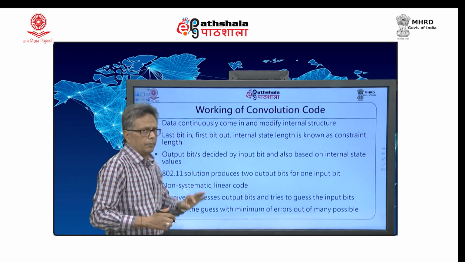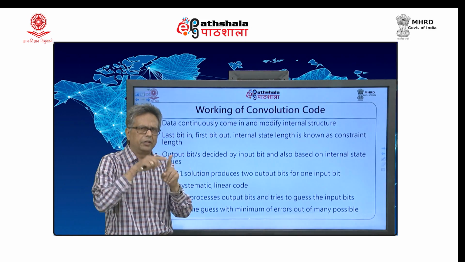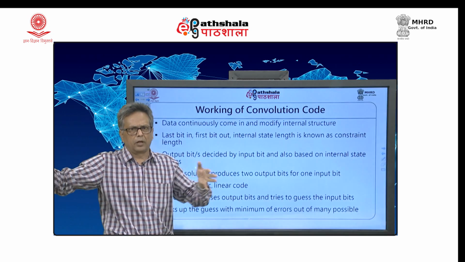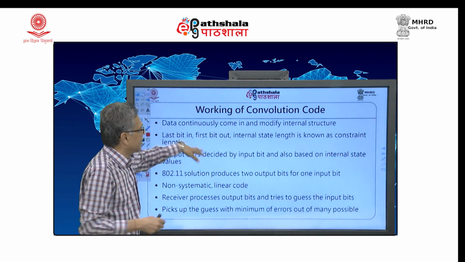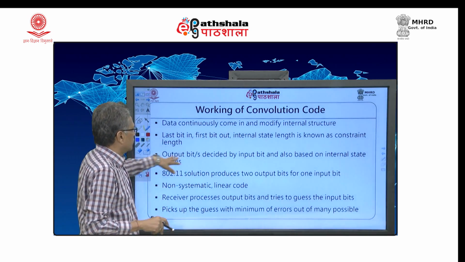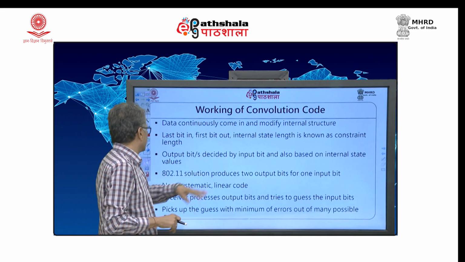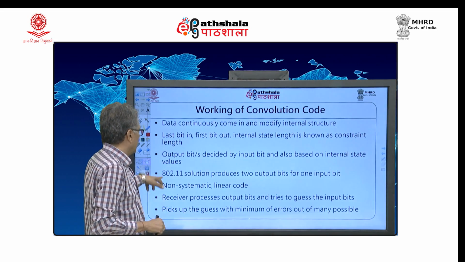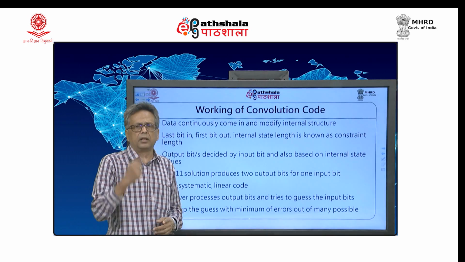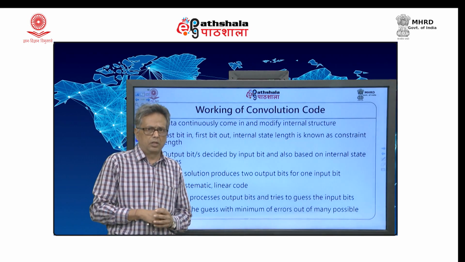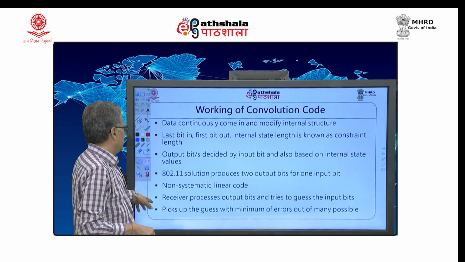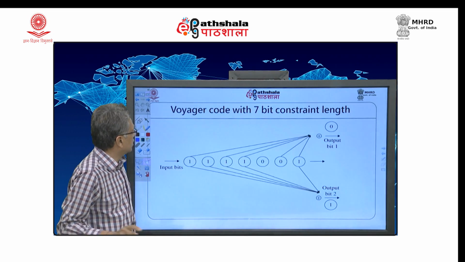Data continuously comes in. It is not a block code, the bits continuously come in and older bits are going out. We have some context, and that context is what is used. Output bits are decided by the input and the internal state. Okay. In case of 802.11, a single input bit generates 2 output bits. Okay. Like this, let us look at this.